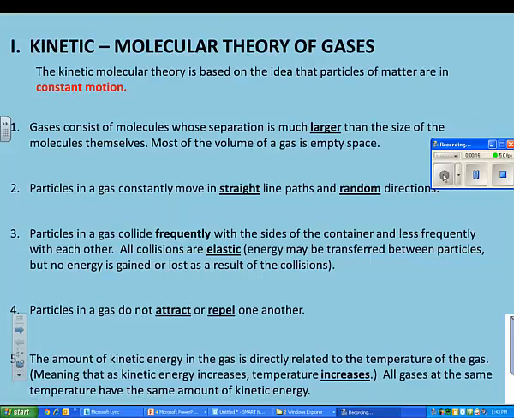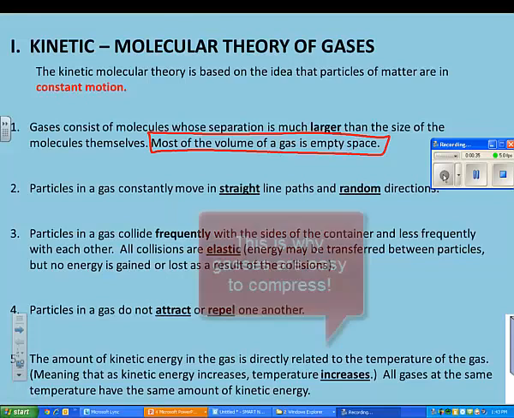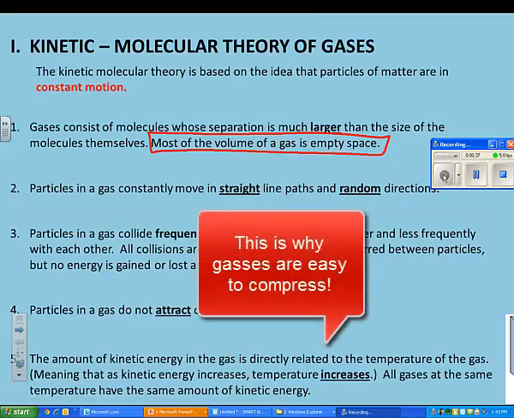The first one is gases consist of molecules whose separation is larger than the size of the molecules themselves. But the big part here is that last sentence. Most of the volume of a gas is empty space. That's the big thing. These aren't binding together, they're not physically connected, so they can kind of go wherever they want. So when you're looking at a liter of oxygen at a hospital or something, most of that tank is just empty space. There's not a whole lot of molecules in there.